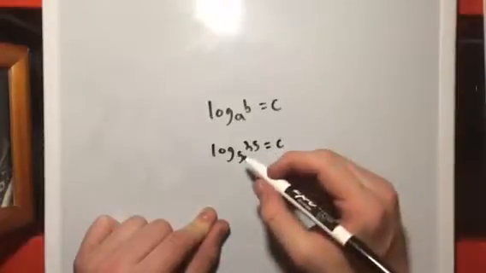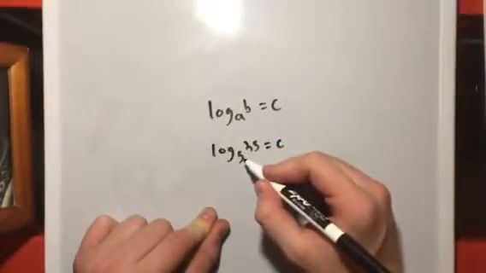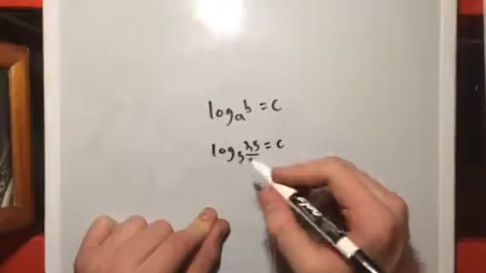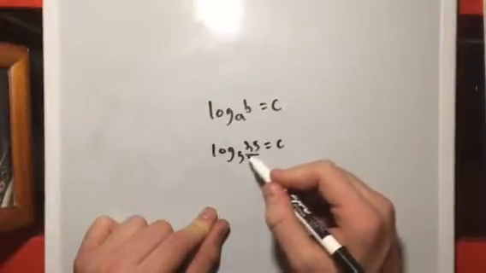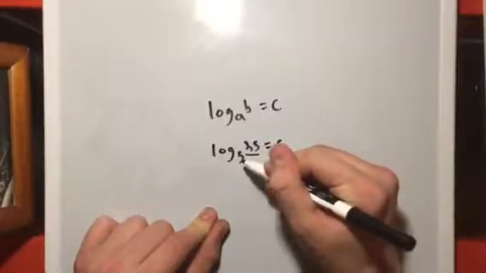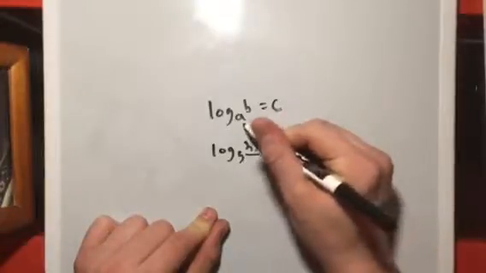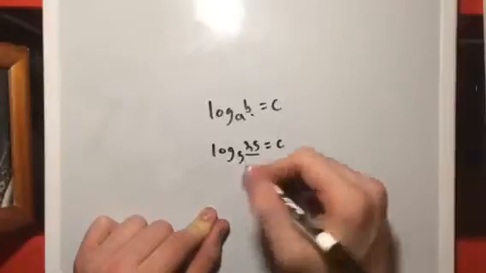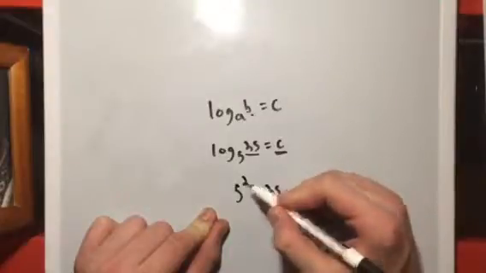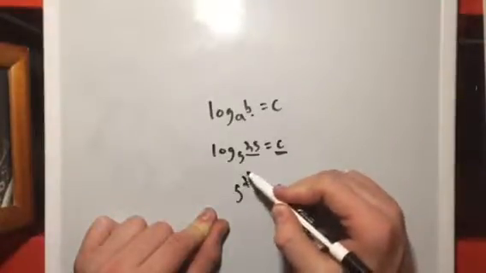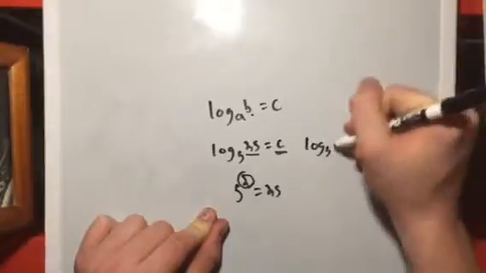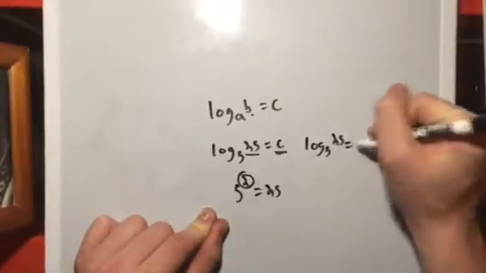So a log is finding out the power to which this base goes into this number right here. Since this is a simple problem, we know that 5 times 5 equals 25. So you're figuring out the power to which this number a goes into b. We know that 5 squared equals 25, and c is the power to which this number fits into this number. So 5 squared equals 25. So log base 5 of 25 equals 2.